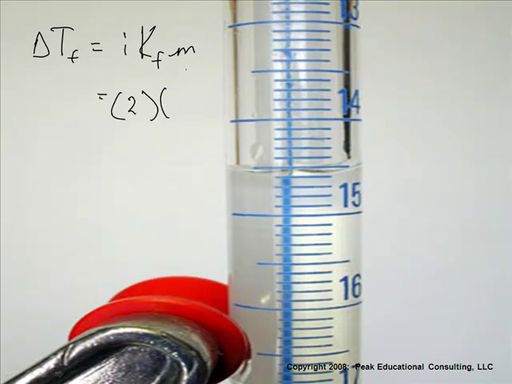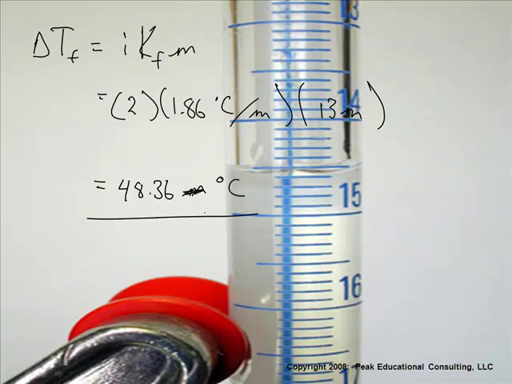You're just going to plug in number 2 for I. Times the KF. What was the KF number? 1.86 degrees Celsius per molal times, was it 13? 13 molal. So 26 times 2. Big number. Yeah, 48.36. That's huge. Most of the time, that's degrees Celsius. Now, this is not the answer.